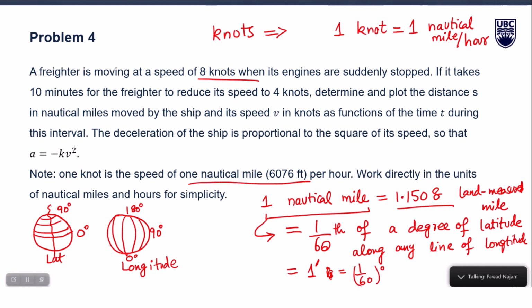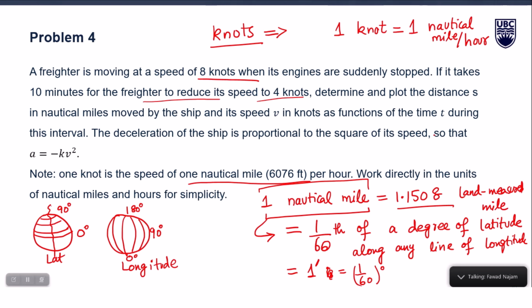So in many applications, measuring distance in nautical miles is more convenient, and this particular problem is in that unit. Actually, when you divide 1 nautical mile by 1 hour, you get a speed unit called knots, right? So a ship is moving at a speed of 8 knots when its engines are suddenly stopped, and it takes 10 minutes for the freighter to reduce its speed to 4 knots. So after 10 minutes of engine stop, the speed reduced to half, from 8 knots to 4 knots.